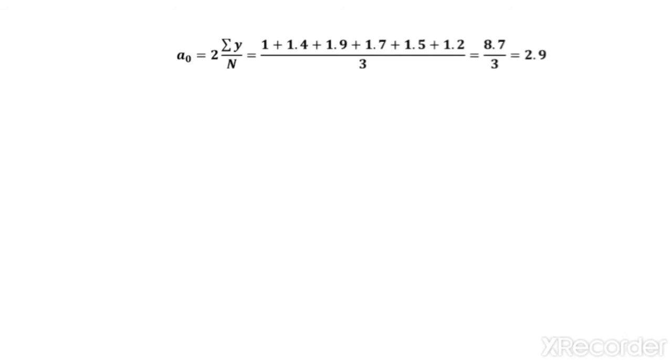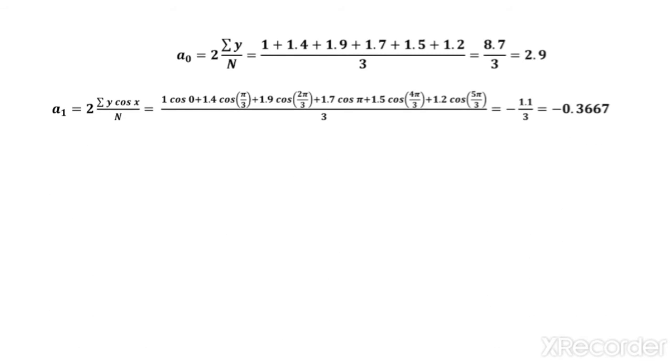Now how to get A0? The A0 formula you have already written. It's 2 summation y by n. What is the value of n? n is 6. So what's 2 by 6? 2 by 6 is 1 by 3. So here I have written divided by 3, and summation y is the sum of all y's. Add all the y values, you will be getting 8.7 divided by 3, which is 2.9.